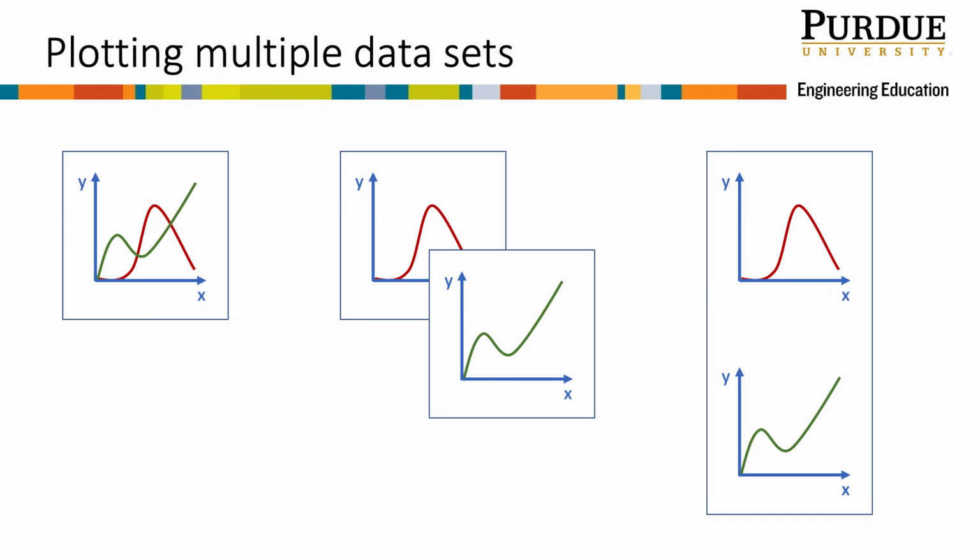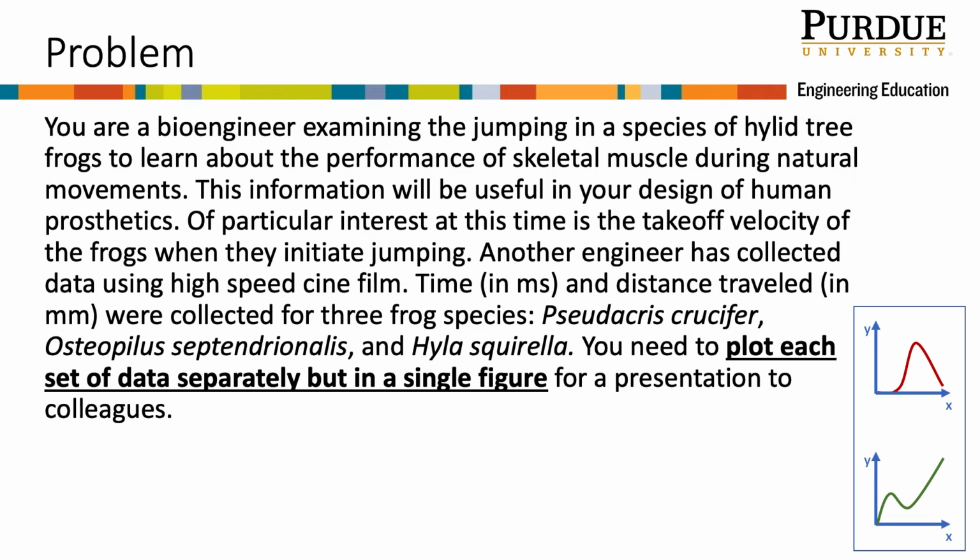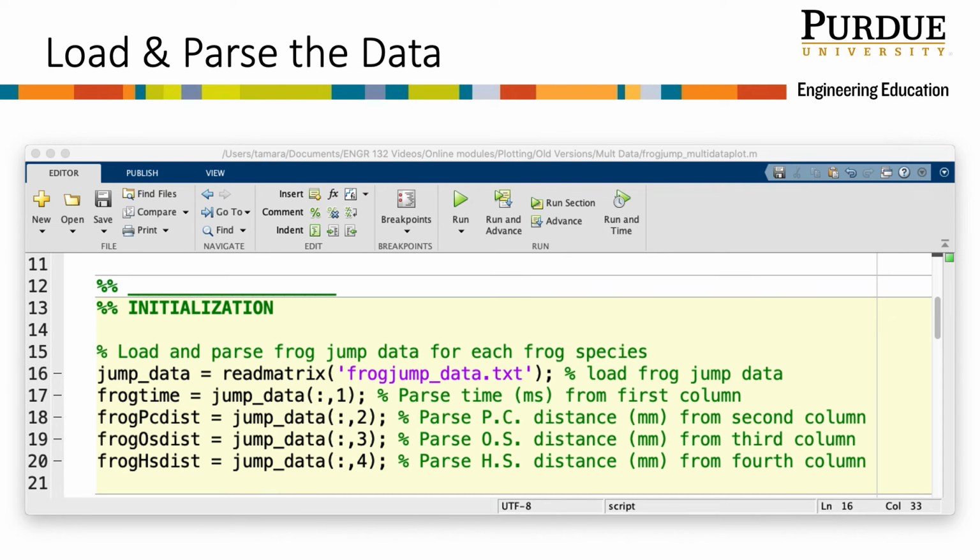Finally, let's learn about plotting multiple data sets on separate axes in the same figure window. So again, our problem is the same except for the bolded parts. That is, you must plot each data set on separate axes, but in the same figure window. And again, we can use exactly the same loading data procedure as in the last two examples.